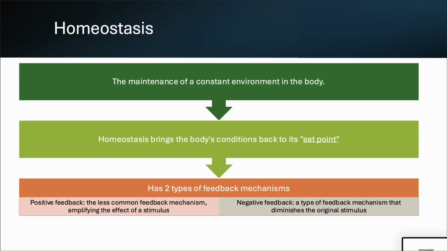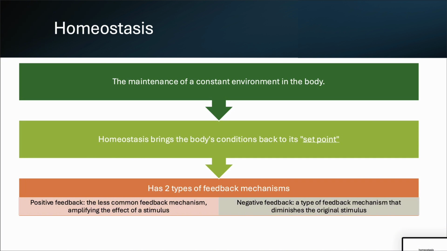Homeostasis. The maintenance of a constant environment in the body which brings functions back to a set point. The body has two types of feedback mechanisms contributing to homeostasis, these being positive and negative feedback. Negative feedback mechanisms work by diminishing the original stimulus that triggered this response. Positive feedback mechanisms amplify the original triggering stimulus.